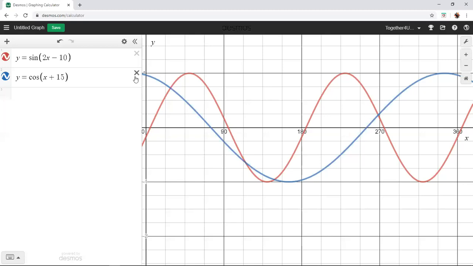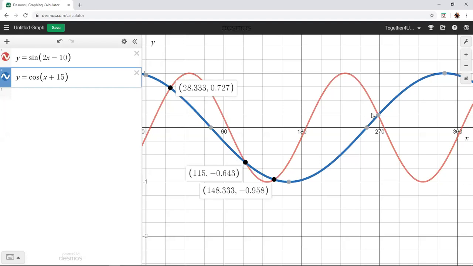So guys, here I am. I have plotted my two graphs. The one on the left in that equation was sine 2x minus 10, so it will be the red graph here. The one on the right was cos x plus 15, which will be the blue one. So what we are actually doing in that equation, we want to find these points. You see on the graph, it's easy. I can find the points. There they are.